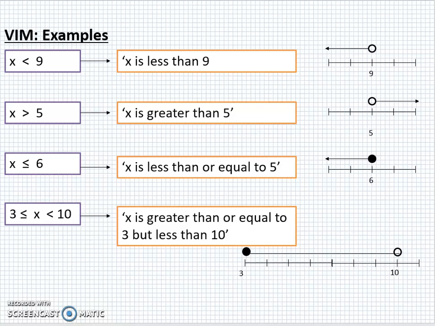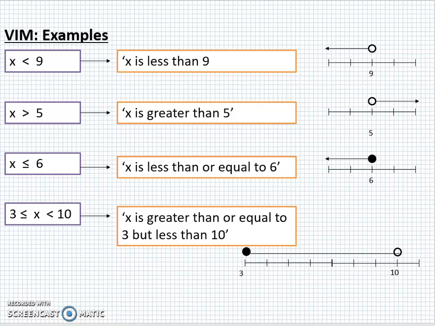This inequality here means x is less than or equal to 6. And to draw that on a number line, you would have a solid circle because 6 is included this time. And then you'd have your arrow going to the left because it's less than.